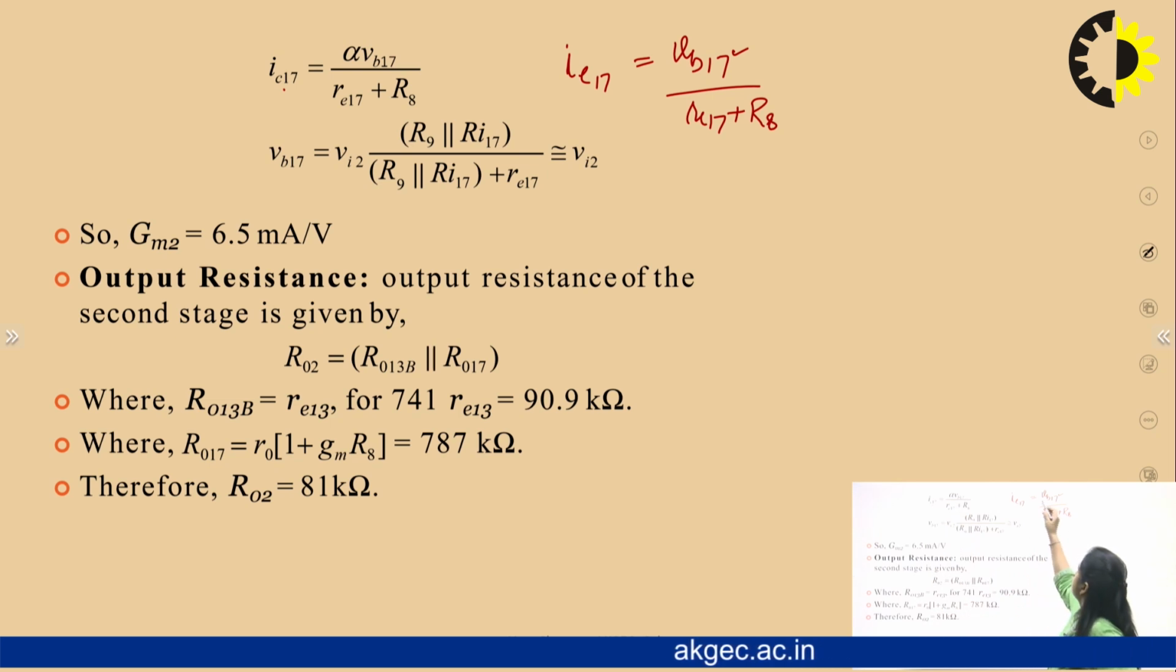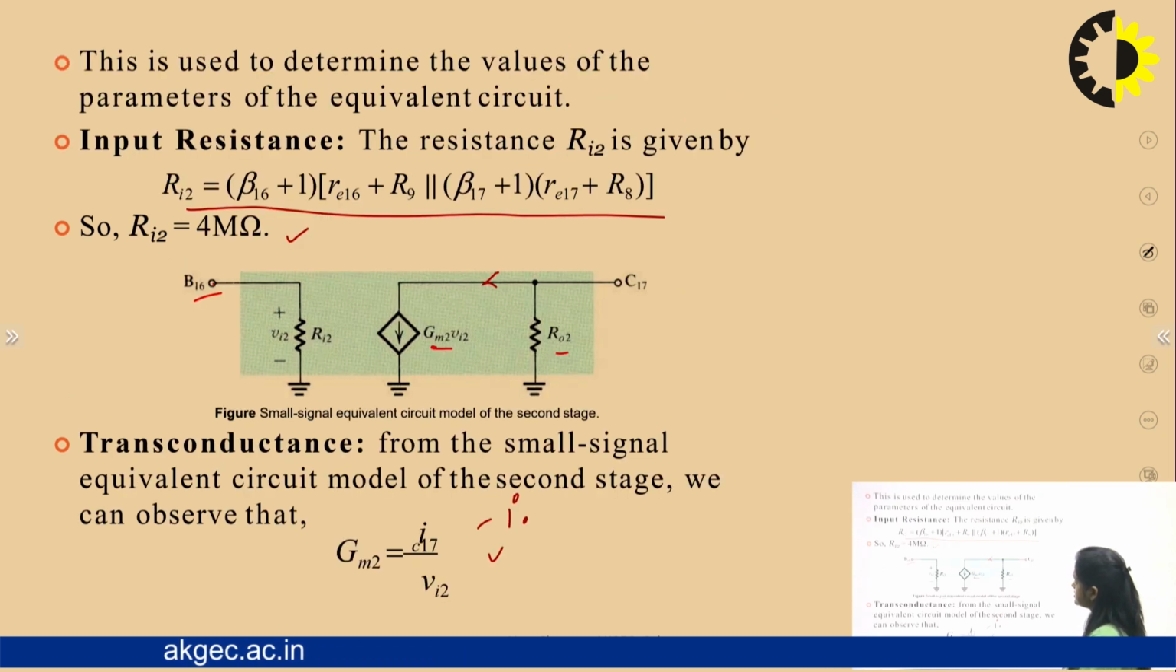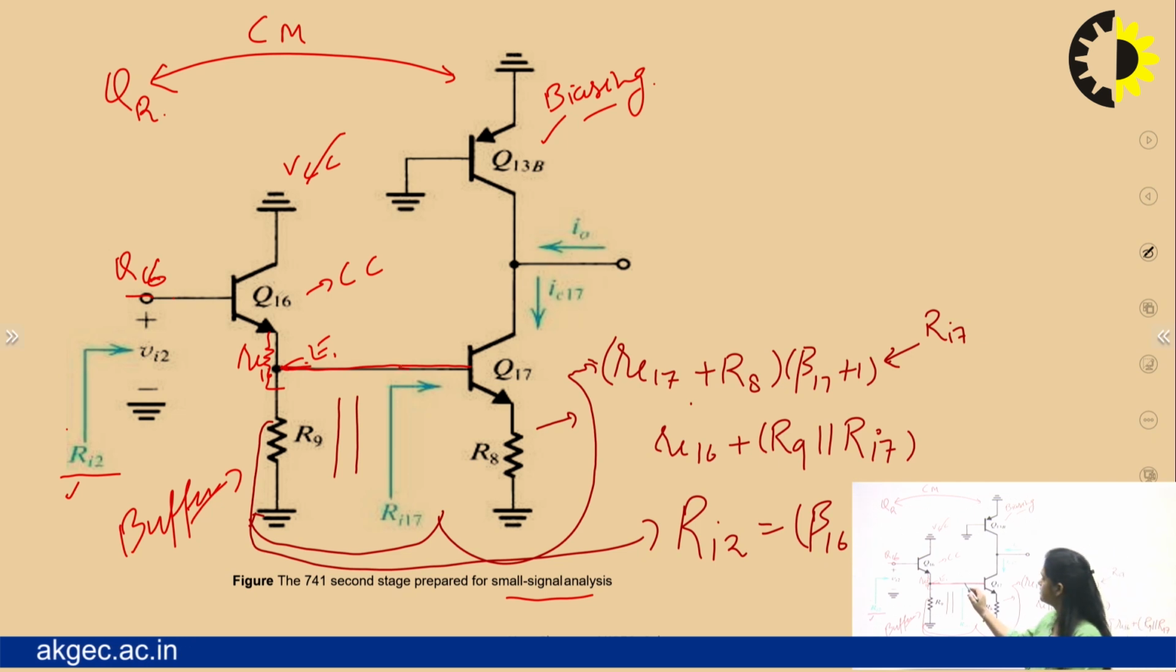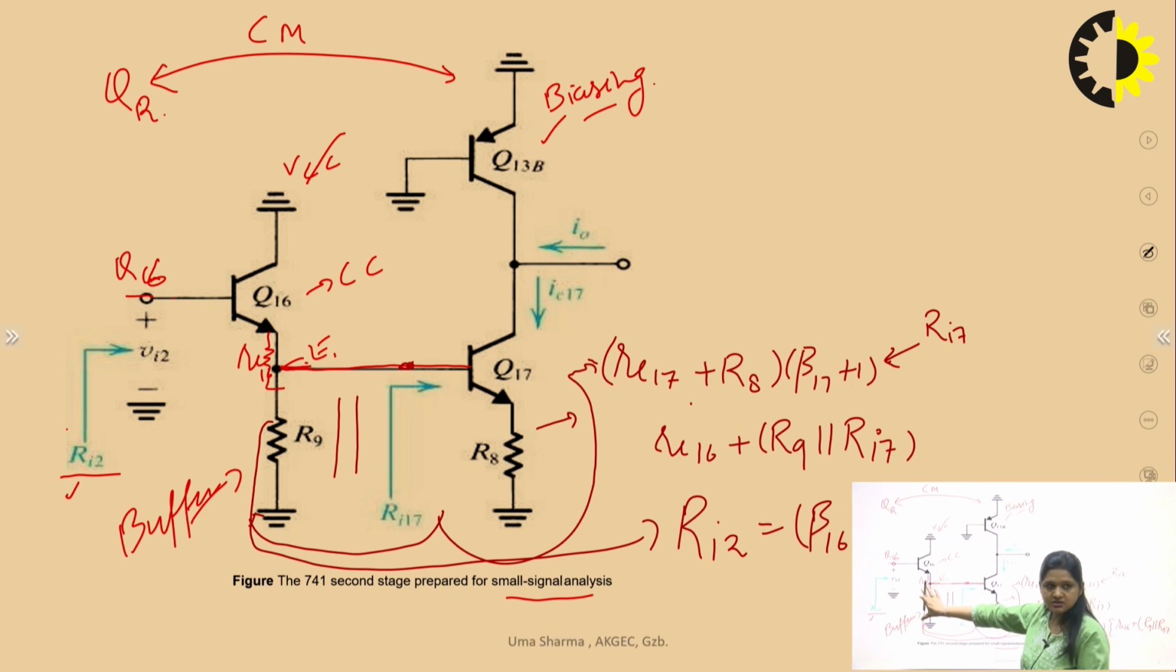Here the VB17 can be calculated using this formula, and you can derive this formula by applying the voltage divider, because VB17 is this voltage. We know the value across this resistance and we want to calculate the value at this node. So we can use the voltage divider. How can you apply it? This voltage multiplied by this total resistance divided by this plus this resistance.